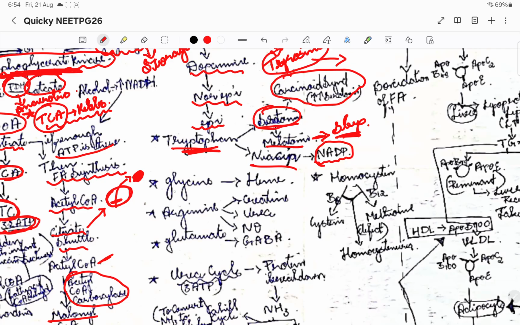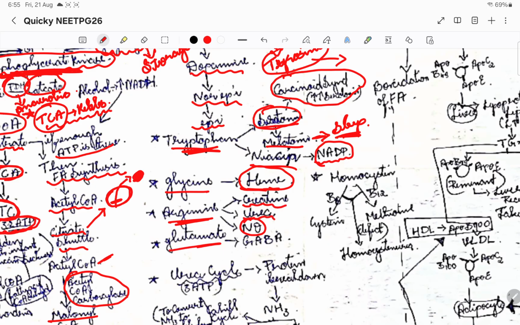Then coming down, it is glycine, which will form heme. Glycine and succinyl CoA together will form heme. Heme formation we will discuss in other chapters, for example in hematology during the formation of RBC and heme. But for now, remember glycine is an amino acid which will combine with succinyl CoA to form heme. Then arginine. You would definitely have seen this question in your question bank: nitric oxide is formed by which amino acid? Arginine. Arginine will form nitric oxide, creatine and urea.